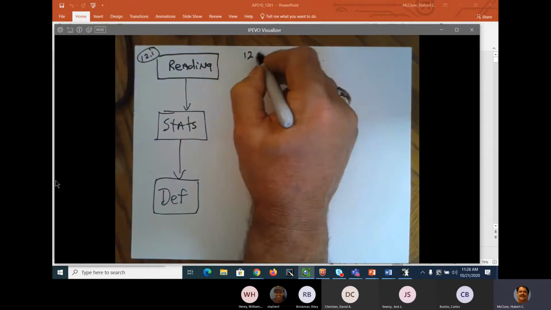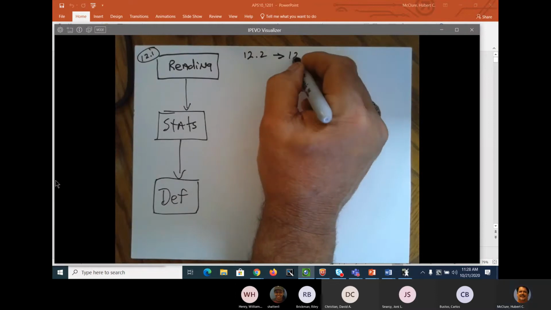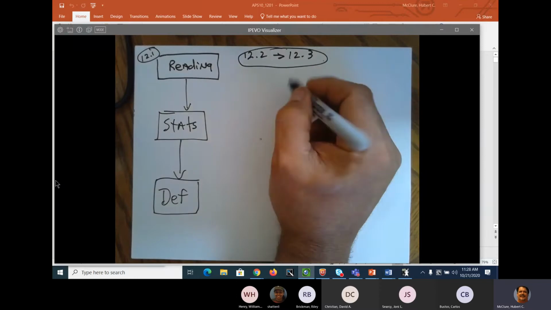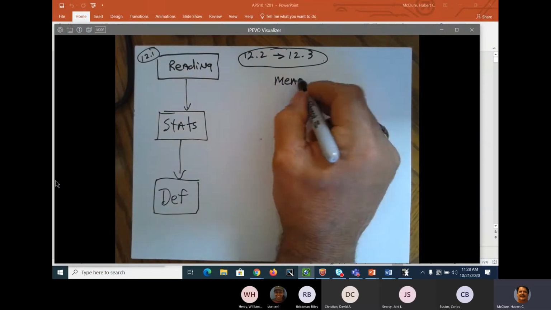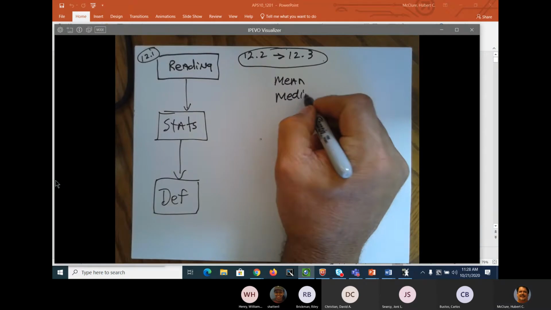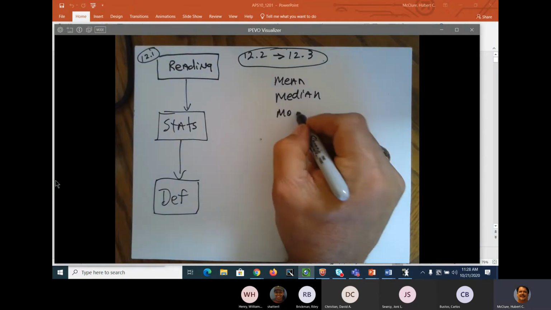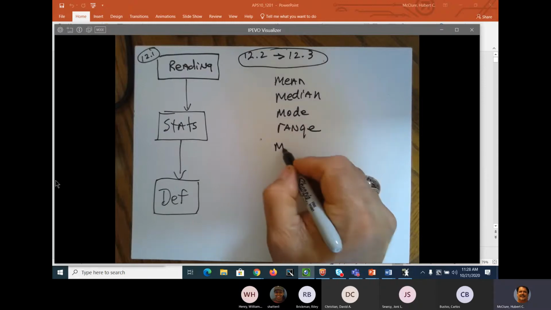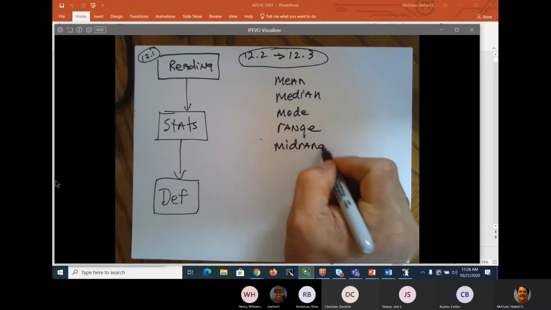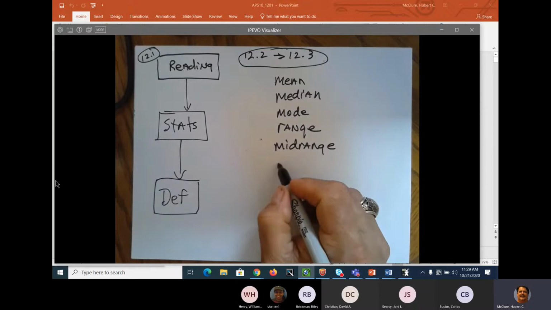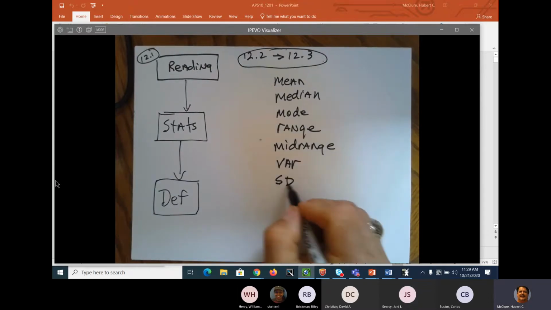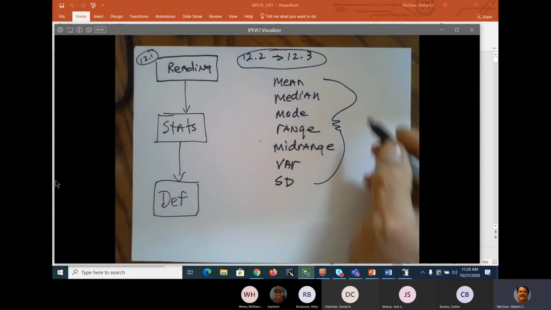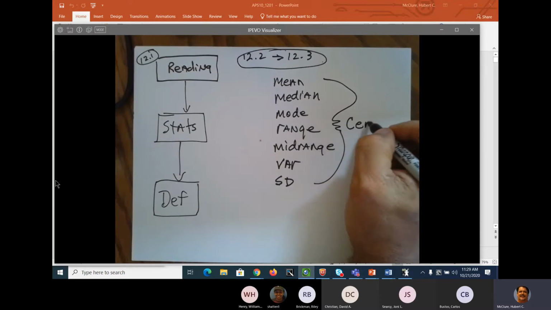12.2 through 12.3 is where all the math is probably going to be. And we're going to talk about mean, median, mode, range, mid-range, variance, and standard deviation. And all that is basic mathematics with numbers, and it all revolves around the center.